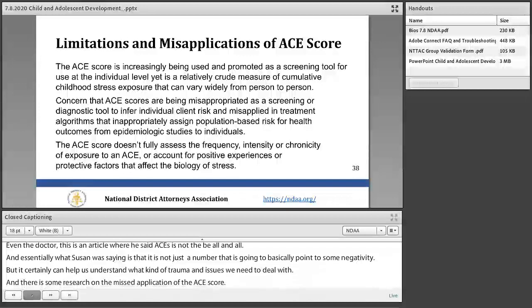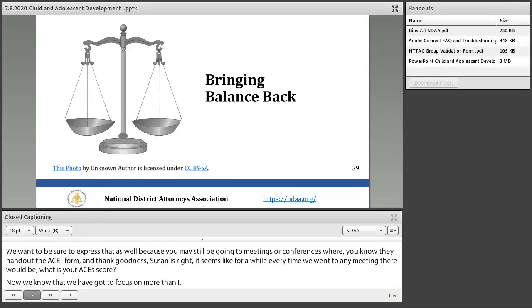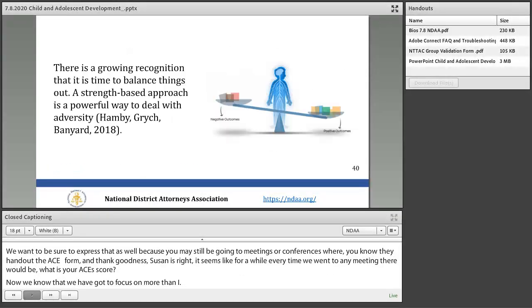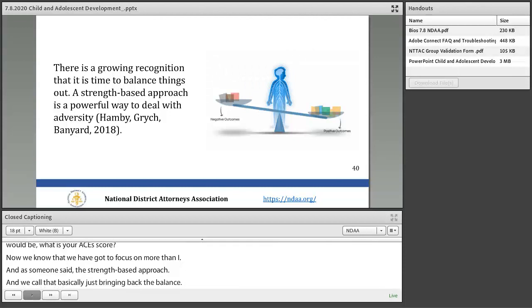We want to be sure to express that as well, because you may still be going to meetings or conferences where they hand out the ACE form. And thank goodness Susan's right. It seemed like for a while, every time we went to any kind of a meeting, there would be, what is your ACEs score? And now we know we've got to focus on much more than that, and as someone has said, the strength-based approach. We call that basically just bringing back the balance. And what can we as prosecutors do to bring back that balance? And just as we said, we're going to build on strengths.